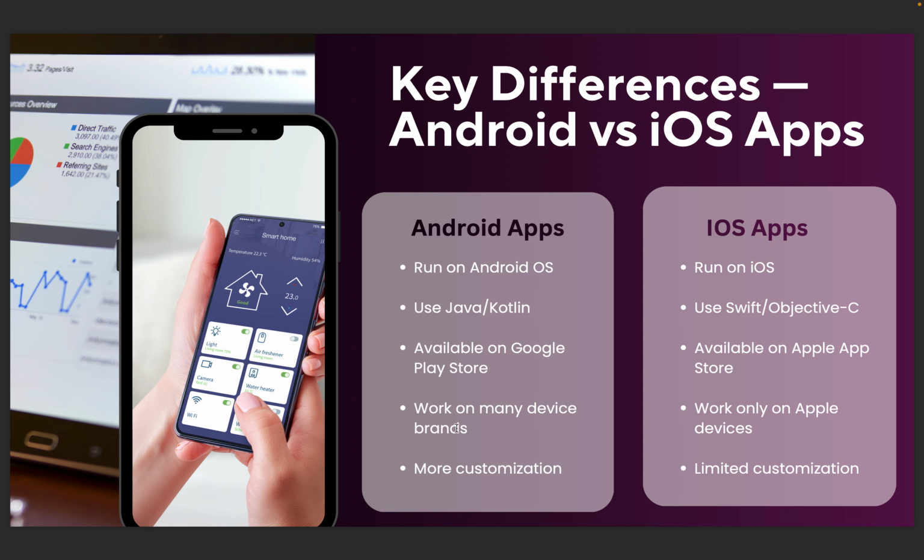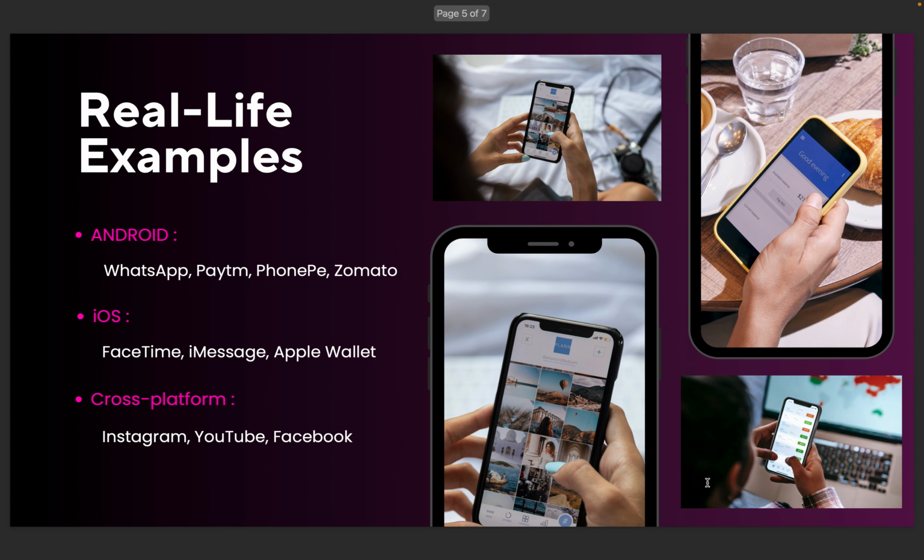Android runs on many devices like Samsung, Vivo, while iOS apps run only on Apple devices. Android allows more customization while iOS has a very strict and controlled environment. Let's understand these differences in simple real life examples.